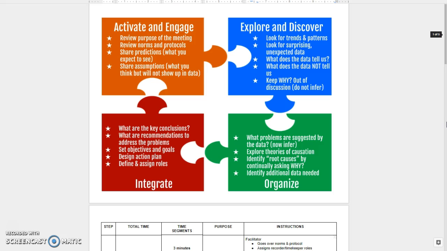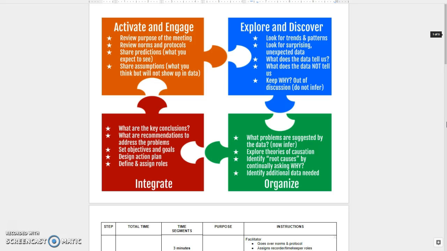It's been shown that you may have to ask even 5 levels or more as to why to get to the root cause. And this is also the time that you identify what additional data or material may be needed to answer these questions. And the fourth step I have is to integrate.